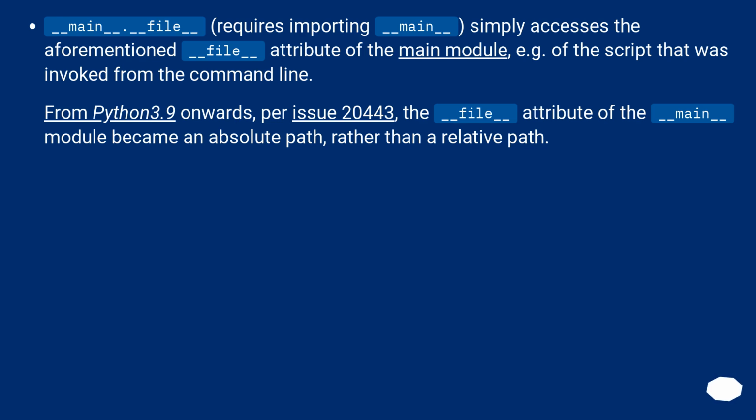__main__.__file__ requires importing __main__. It simply accesses the aforementioned __file__ attribute of the main module, for example of the script that was invoked from the command line. From Python 3.9 onwards, per issue 20443, the __file__ attribute of the __main__ module became an absolute path, rather than a relative path.